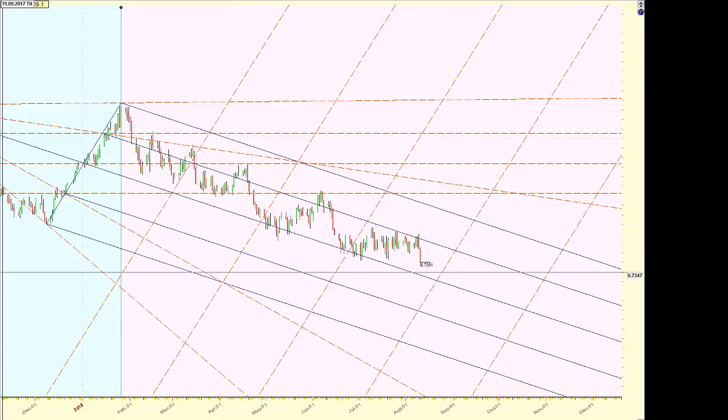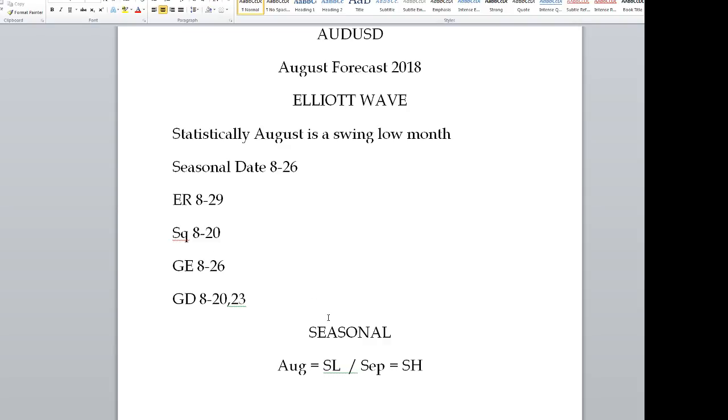So you know my dates? You know what I'm looking at? Keep an eye on these dates. And let's see what happens at the Aussie.